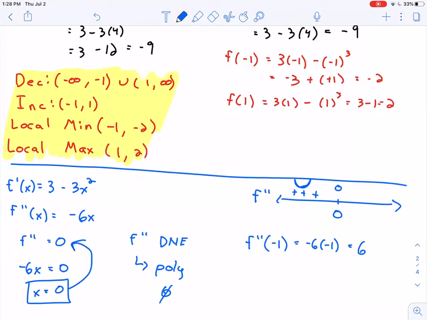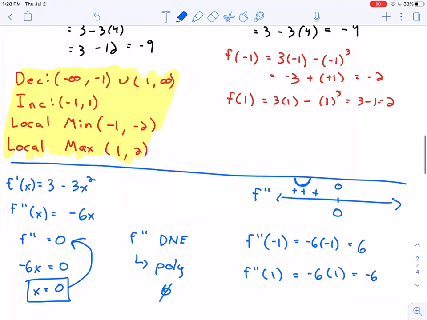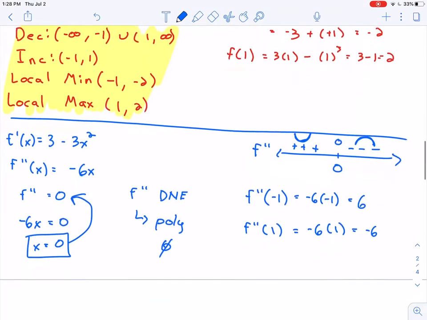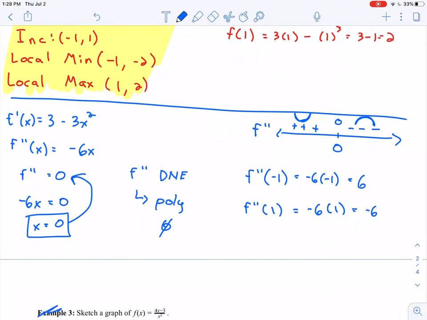Then I need a number on the right-hand side of 0, so how about +1 this time? Negative 6 times positive 1, which is negative 6 this time. So my second derivative is negative on that interval, which means that my function must be concave downward. So that tells me a lot here about my graph. I'm going to have to skip over this example. We'll come back to it later, though.